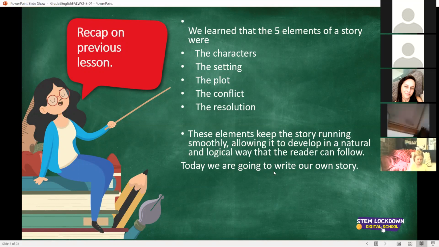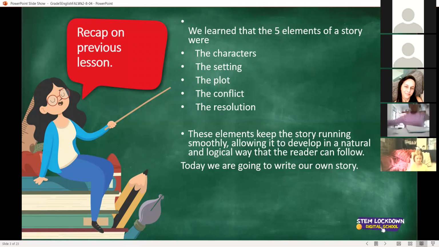Now, while you're looking for your things and getting your bits together, we remember those of you that were able to attend the last lesson, we learned about stories and reading strategies, and we learned that there were 5 elements to a story. That means basically 5 parts to a story. We had the characters, the setting, the plot, the conflict, and the resolution.